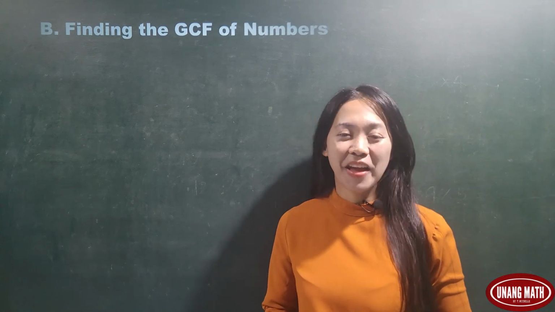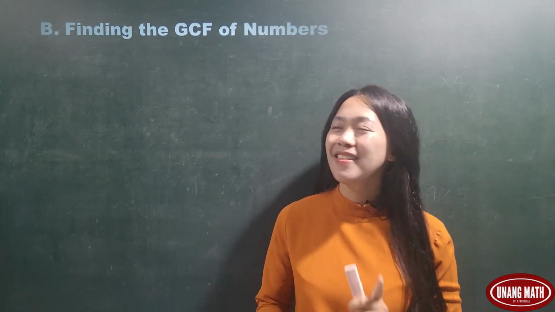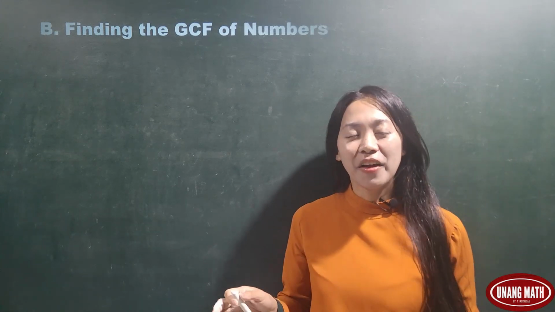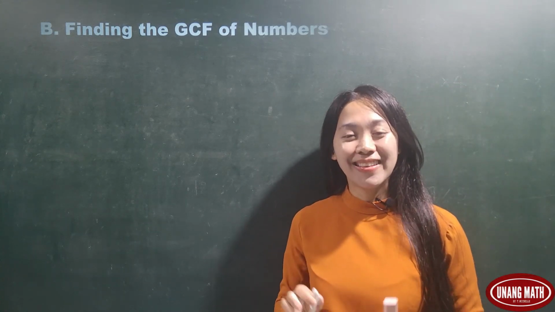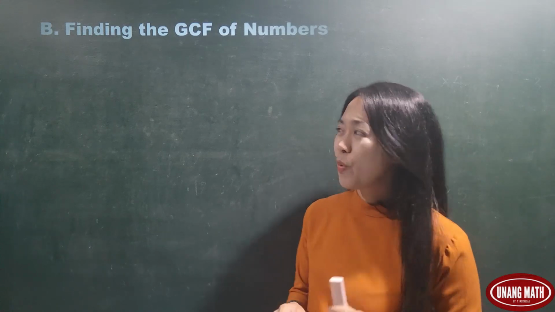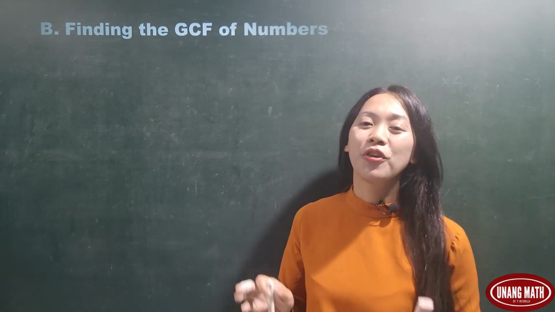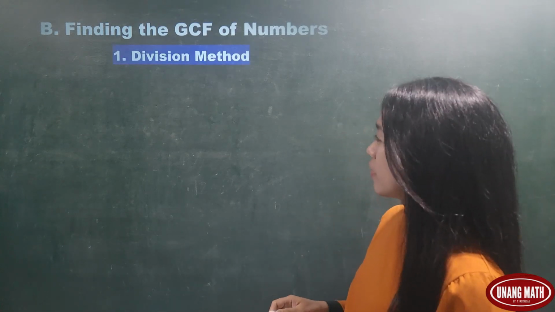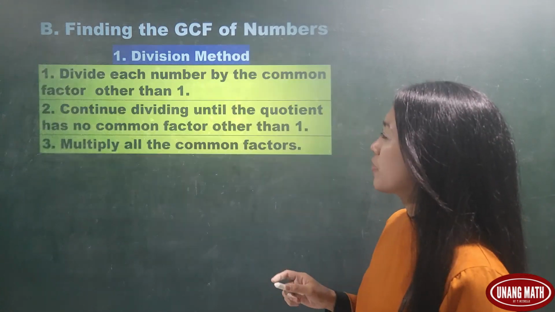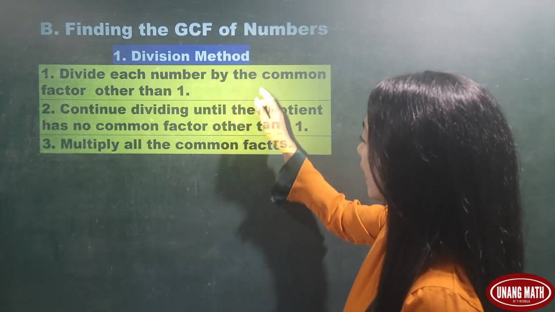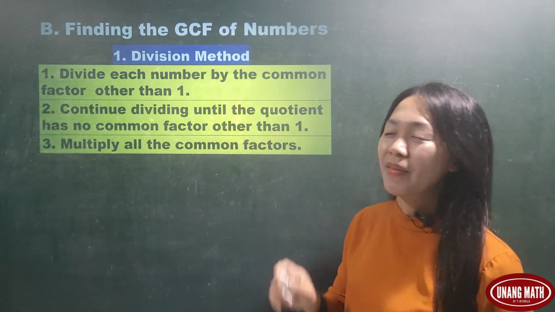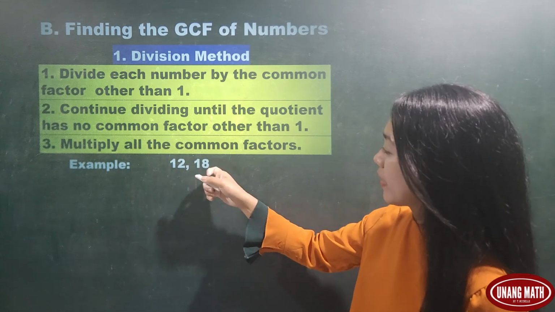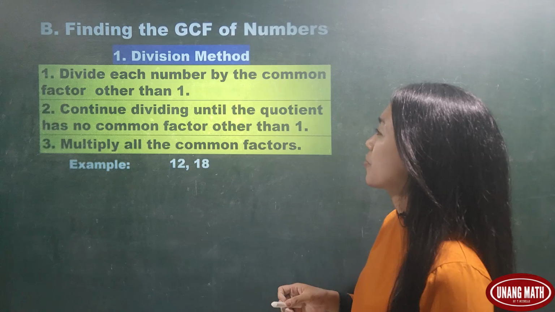We are now in the second part of this episode, and this is about finding the GCF of numbers. There are two ways on how to find the GCF of numbers. We can use the division method or the prime factorization method. Let's start with the division method. To use the division method, we will follow these 3 steps. Let's give an example. Let's find the GCF of 12 and 18 using the division method.